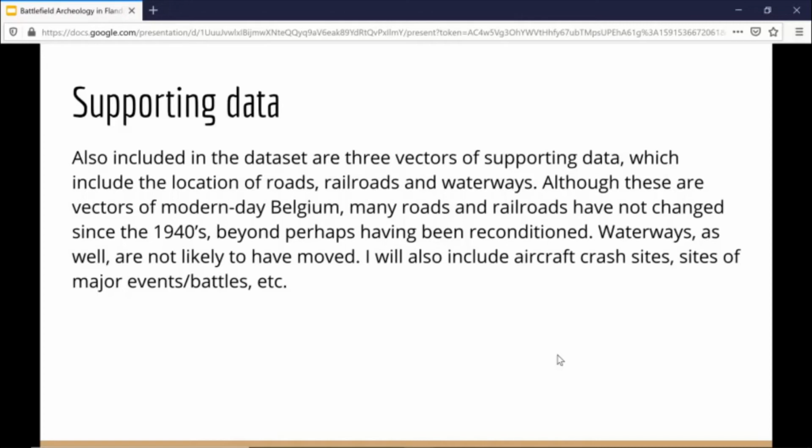However, I will also include other data sets such as aircraft crash sites, sites of major events or battles, as well as the locations of individual finds from out in the field when we're actually doing the digging. Those will all be in the data set, and they will all be in the map ideally.